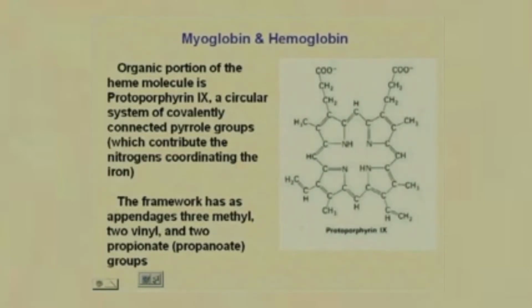So when we're looking at this prosthetic group of myoglobin and hemoglobin, we have the organic portion of the heme molecule, that is protoporphyrin 9, a circular system, as you can see, of covalently linked pyrrole groups. We have this one pyrrole, this another pyrrole, this another pyrrole, and so on. When we link these pyrrole groups together, we have these nitrogen atoms that coordinate the iron for the heme group.